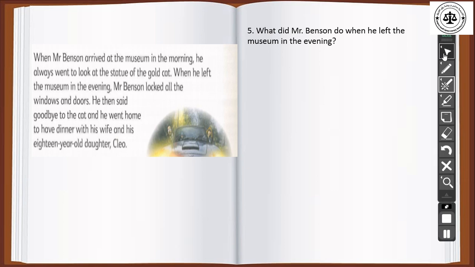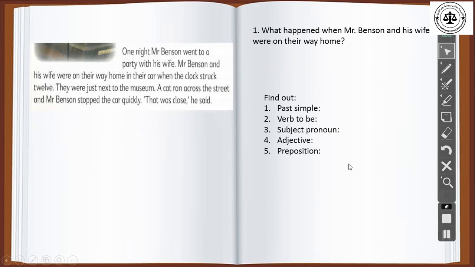Now, let's answer this question. What did Mr. Benson do when he left the museum in the evening? Yes, ya Khaled. Thank you. He locked all the windows and doors, then he went home. Thank you. Now, let's continue our story.